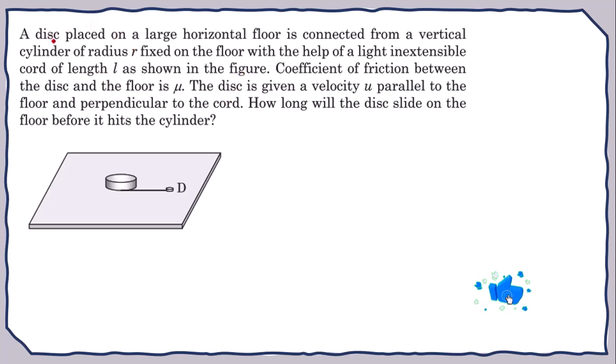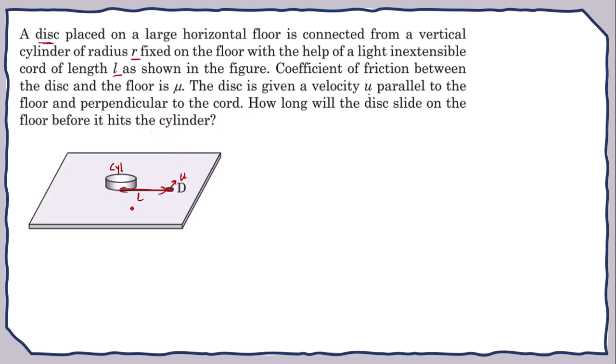So here there is a disc placed on a large horizontal floor, connected to a vertical cylinder. So this is the cylinder and I connect a disc. This is the disc, on a floor. So this is the horizontal plane. The cylinder having a radius r is fixed on the floor, and the disc is connected with the help of a light inextensible cord of length L. So this is the cord whose length is L, and you project this disc with a velocity in this direction. So the disc is given a velocity u parallel to the floor and perpendicular to the cord. So in this direction you project it.